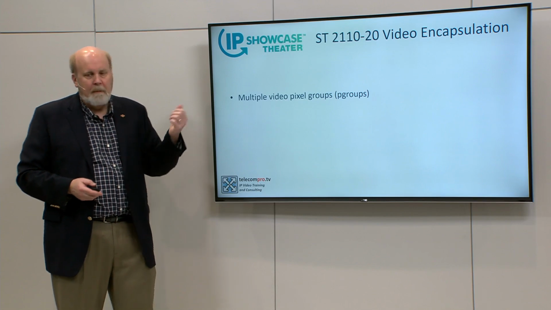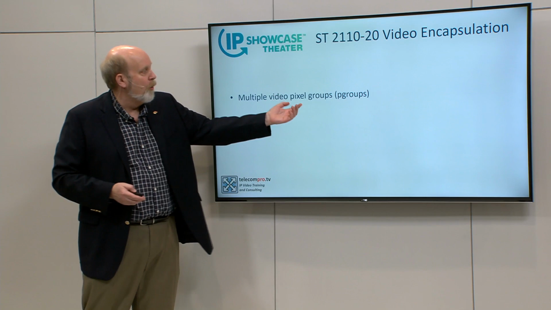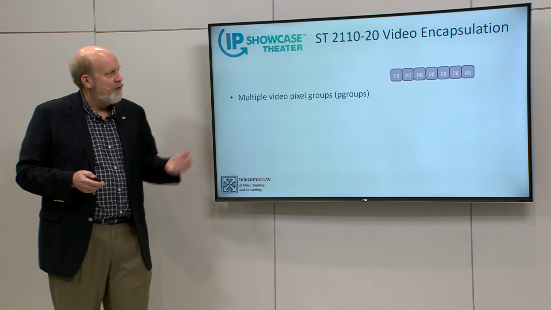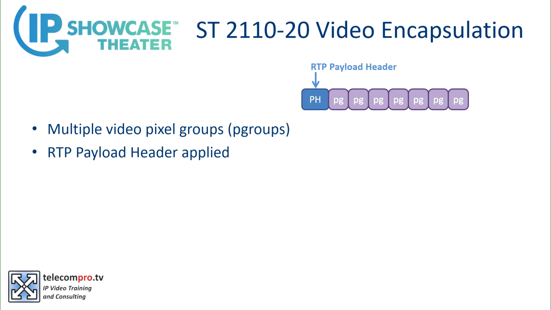So how do we encapsulate the video? Well, we're going to take multiple things called P groups, and I'll tell you what those are in just a minute. But P groups are groups of pixels, a very obvious name. So we're going to take a bunch of groups of pixels. We're going to apply a header, and this header is going to tell us about the pixels in this particular packet. Then we apply a standard RTP header. The RTP standard has been out for a couple of decades now. It's used for all kinds of media transport. Basically, all those different video formats I showed you on the evolutionary tree all use RTP.